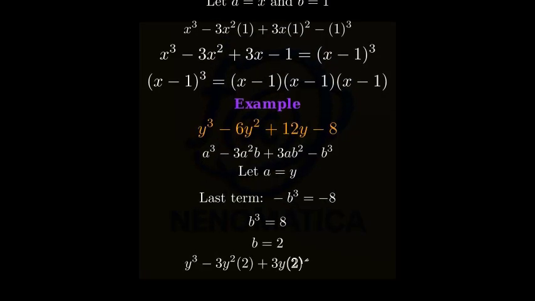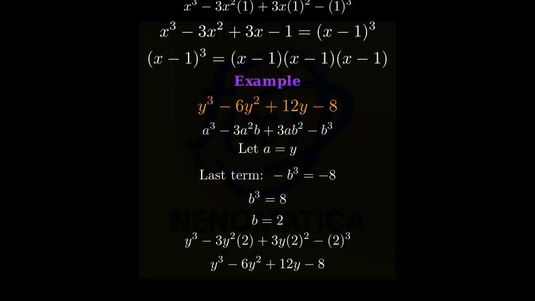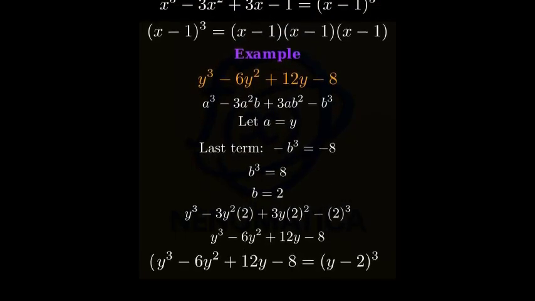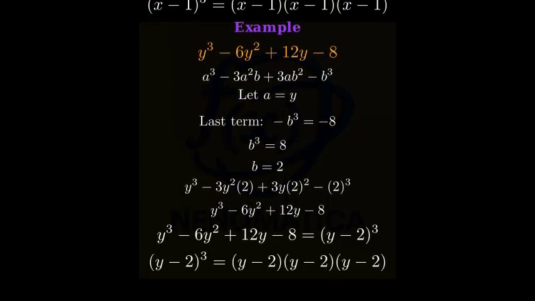Let's verify. If a equals y and b equals 2, we get y cubed minus 3y squared times 2 plus 3y times 2 squared minus 2 cubed. That's y cubed minus 6y squared plus 12y minus 8, which matches our expression. So the factorization is y minus 2 cubed, or y minus 2 times y minus 2 times y minus 2.